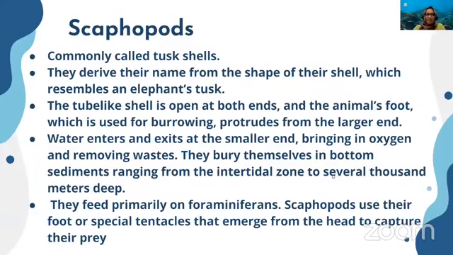The next is Scaphopoda. Commonly these are known as tusk shells, a name they got because of their appearance, which resembles an elephant's tusk. The tube-like shell has two openings; the two ends are open.